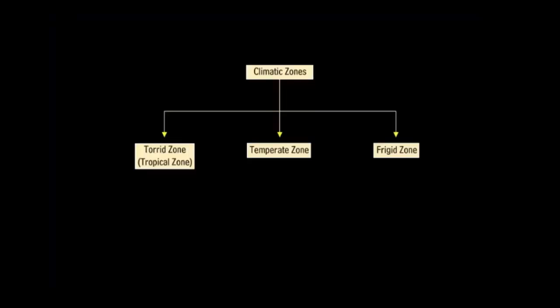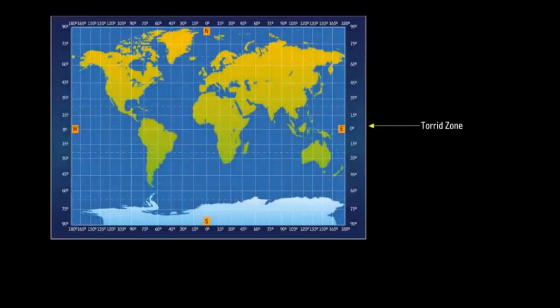Climatic zones. The latitudes divide the Earth into 3 different climatic zones. They are the torrid zone or tropical zone, the temperate zone, and the frigid zone. The torrid zone is that part of the Earth which lies on both sides of the equator between the tropics. It is also known as the tropical zone and is the hottest part of the Earth. The sun's rays fall vertically on each place within this zone at least twice a year.